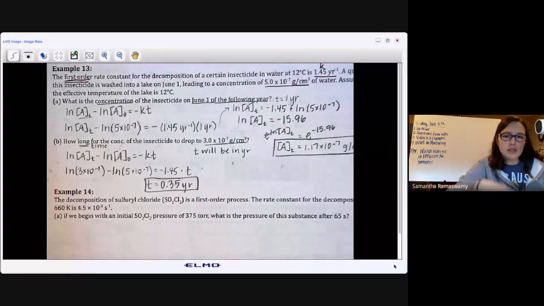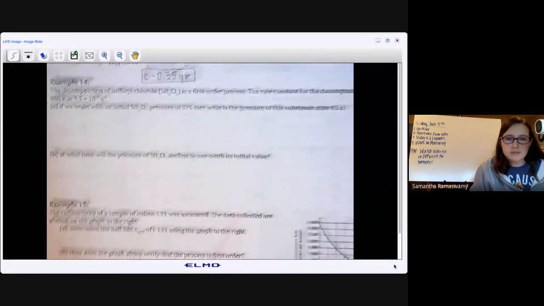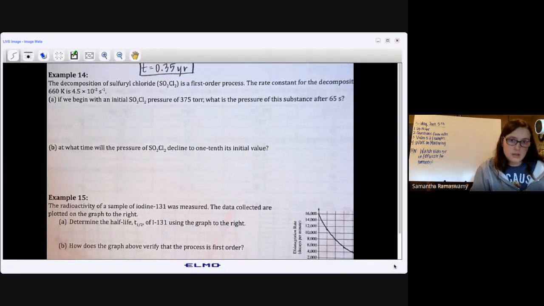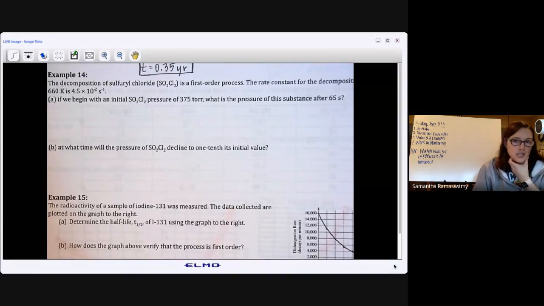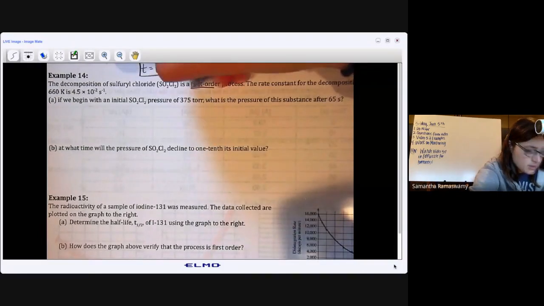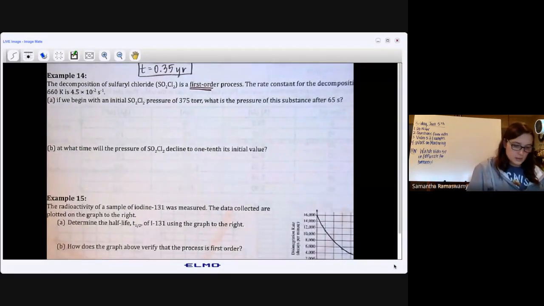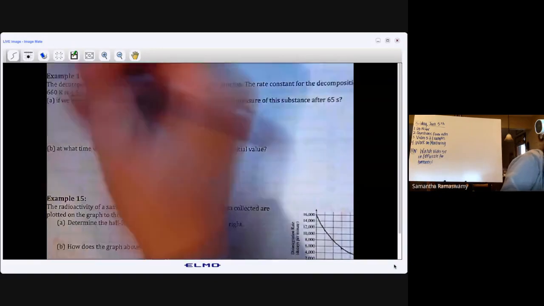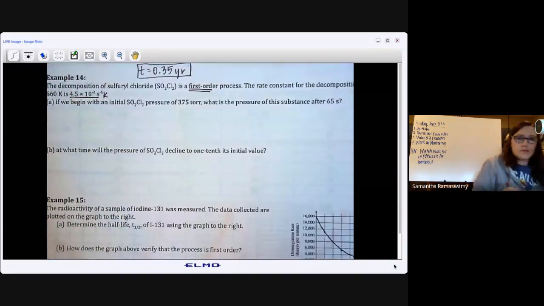So again, if you want to make yourself a note, 13 and 14 are questions similar to mastering, in which you're using integrated rate law. So example 14, decomposition of sulfuryl chloride is a first order process. So again, they tell us this is a first order process. That's important. The rate constant for the decomposition is 4.5 times 10 to the negative second per second. So this is K, the rate constant.